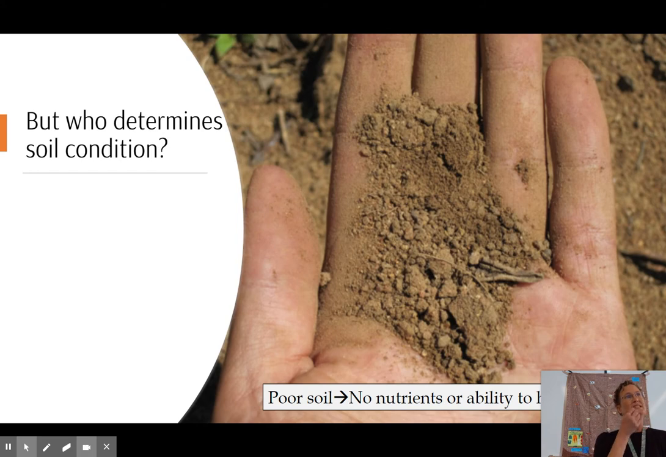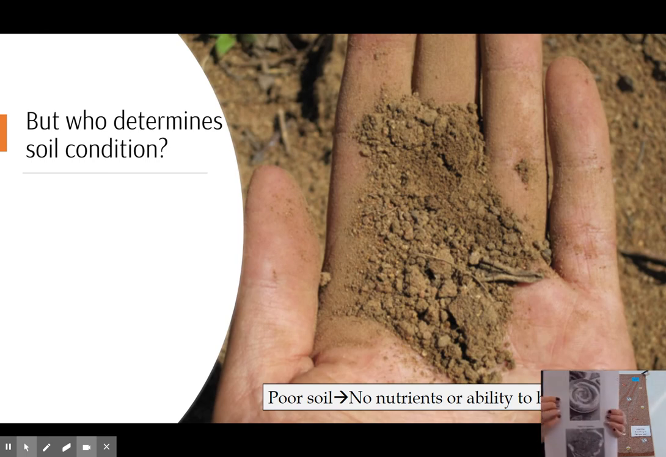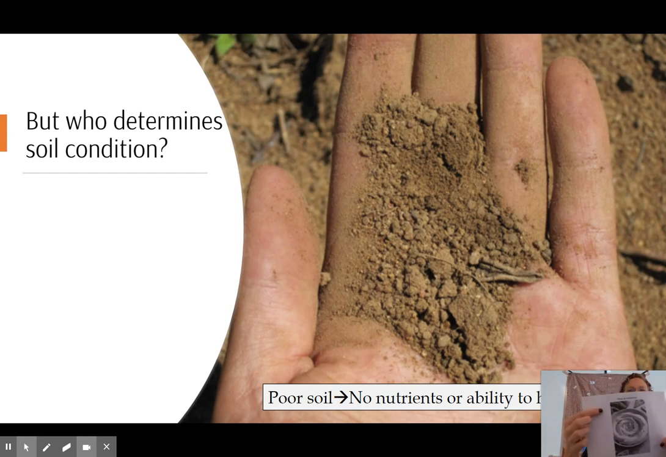So what determines soil quality? So this picture right here is dry, grainy, sandy, poor soil. What you want is rich, full soil. You want humus. So poor soil has no nutrients or the ability to hold water. What you really want is humus. Let me just show you a picture of that real quick. So not hummus, but humus, right? So this is hummus, but this is humus.